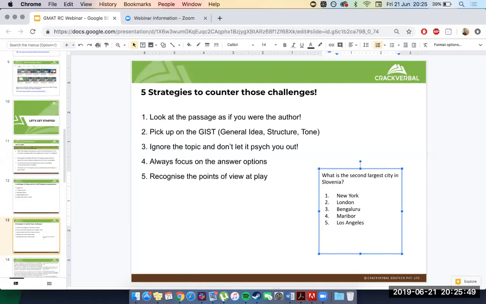All right, New York, London, Bengaluru, Maribor, and Los Angeles. All of a sudden, this is the easiest question now, right? All of a sudden, this question is super, super straightforward. There's no way that you wouldn't know that the answer is Maribor, right?